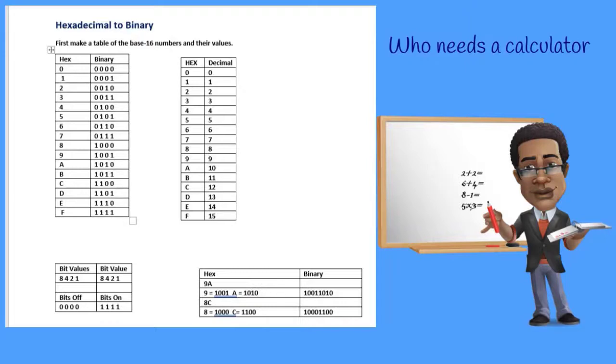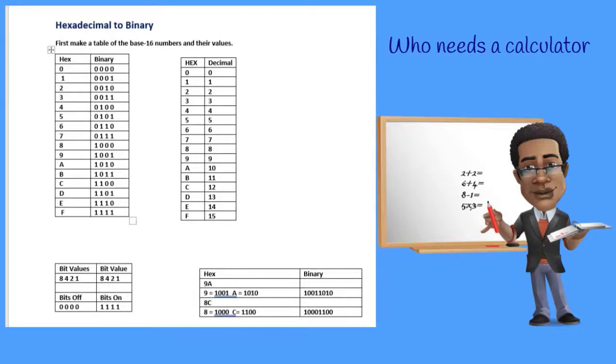So we got a conversion here. Say our MAC address begins with 9A. So in the binary system, the 9 is 1001. So that's binary 9, 1001.